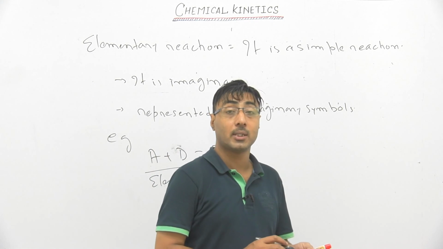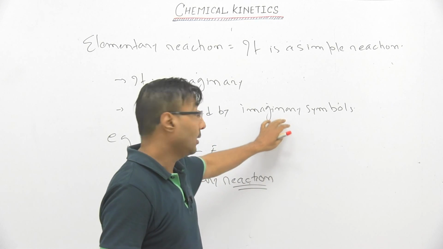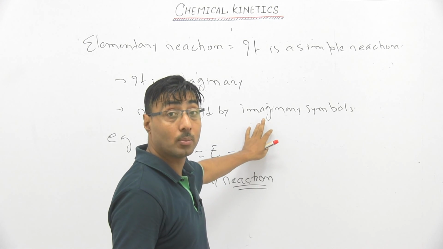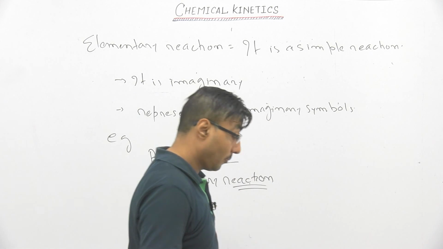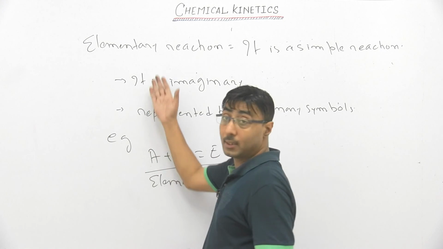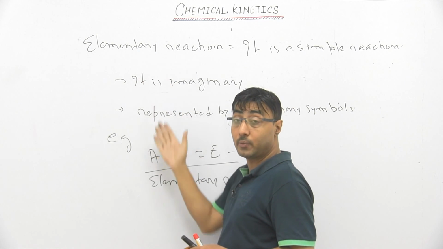It takes place in one step and their symbols are imaginary. We have to use this information while we are reading, while we are going to solve the problem based on the order. When we are going to solve the problem based on the order, we need to revise this definition. This reaction will come in that part.